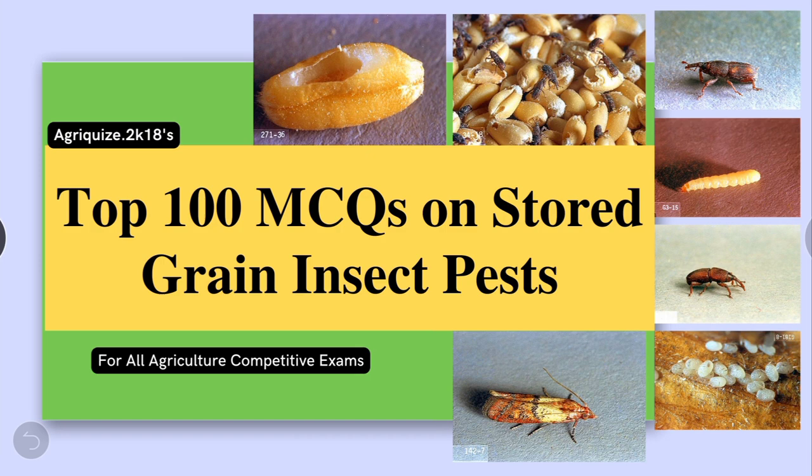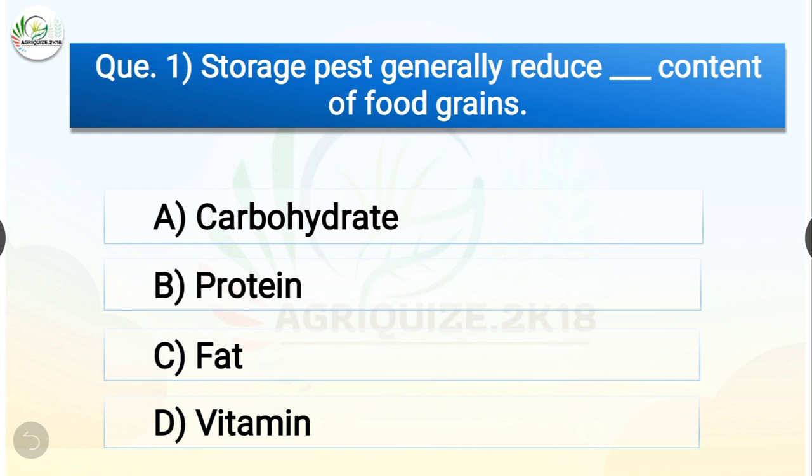Question number 1. Storage pests generally reduce dash content of the food grains. The options are carbohydrate, protein, fat, or vitamin. The correct answer is option B, protein. So, storage pests generally reduce protein content of food grains.